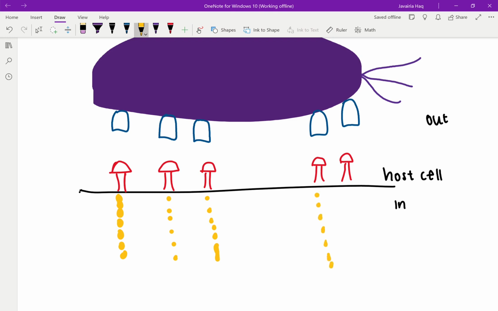Here we see these yellow dots. They represent the bacterial protein. The important thing to note is that E. coli will inject bacterial proteins into the host cell, which will allow the proteins to become receptors in the host cell's membrane and cause infection.